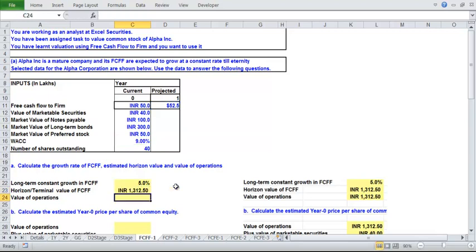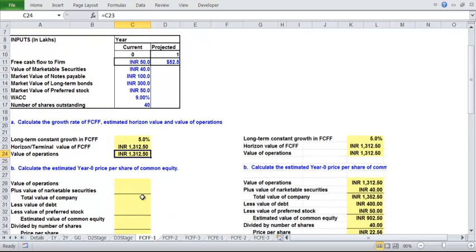Now what is the value of the operation? The value of the operation here we say is the present value of the free cash flow, which is 1312. Now please note that this value of operation is from the operating activities. However, this is not the value of the firm. The value of the firm will be equal to the value of operations plus, if the company has any marketable securities, the marketable securities. Marketable securities means they will have invested in some bonds or mutual funds. So this is the value of the company.